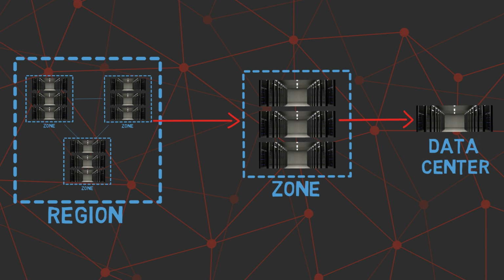They are designed and positioned to be independent during local disasters. A flood or power outage in one zone will not impact other zones in the same region. However, a zone is a single failure domain within a region. To be fault tolerant, the resources should be created in multiple zones.